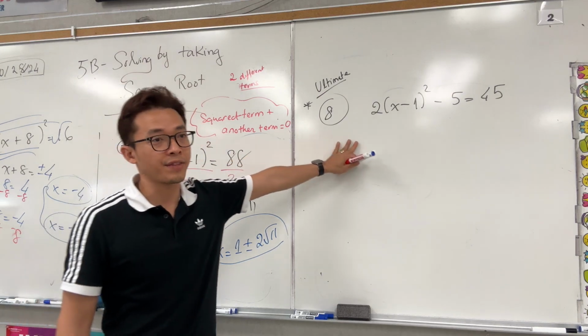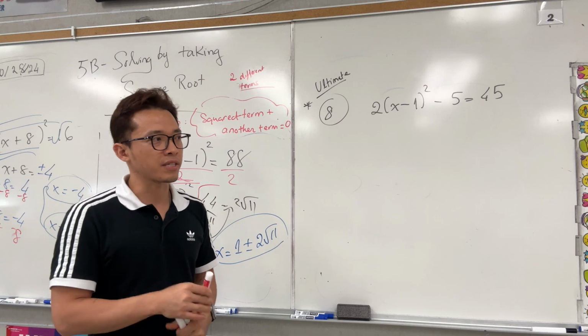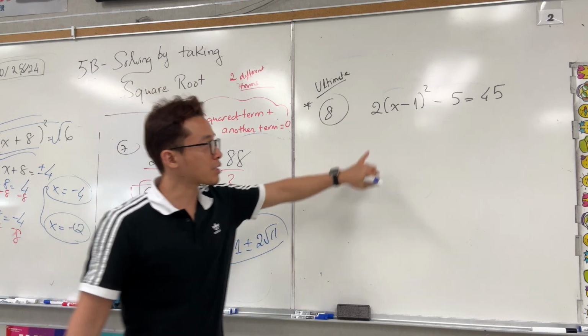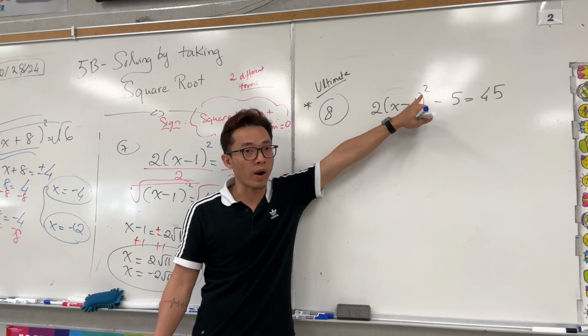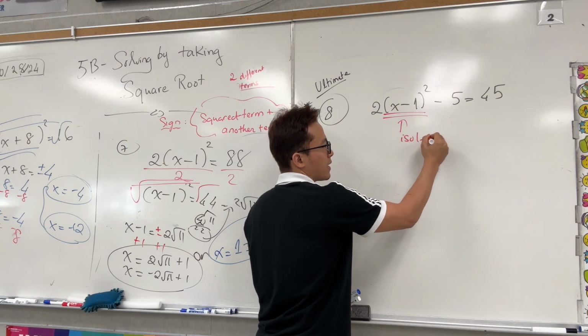Because this combines everything we have done so far. Okay? First, decide which one is the square term. Which one is the square term? X minus 1. Only the x minus 1. That's the one with the square, right? This is the only square term. You want to isolate this one. How do I isolate this?